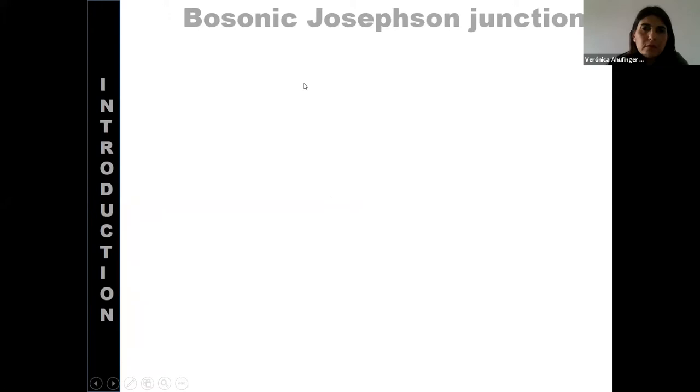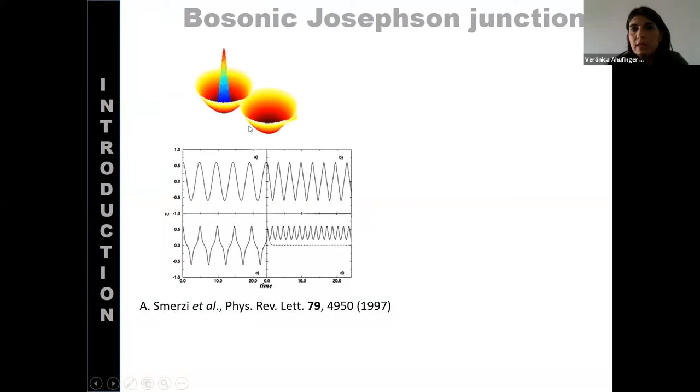As most of you, or I guess all of you, know, the Josephson effect is a fundamental phenomenon in quantum mechanics, and it was studied at first in superconductors. Nevertheless, in 1997, it was predicted also to appear in Bose-Einstein condensates trapped in double well potentials. In these systems, if we start with an initial population imbalance, the population will oscillate between the two wells, as is shown in this first picture, where Smerzi and co-authors plotted the population imbalance as a function of time.